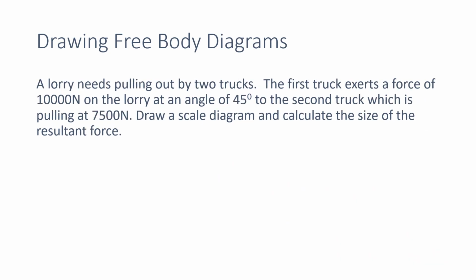A lorry needs pulling out by 2 trucks. The first truck exerts a force of 10,000 newtons on the lorry at an angle of 45 degrees to the second truck, which is pulling at 7,500 newtons. Draw a scale diagram and calculate the size of the resultant force. For this one, I'm going to be using the scale of 1 centimetre equals 2,000 newtons. So therefore my first line will be 5 centimetres long.